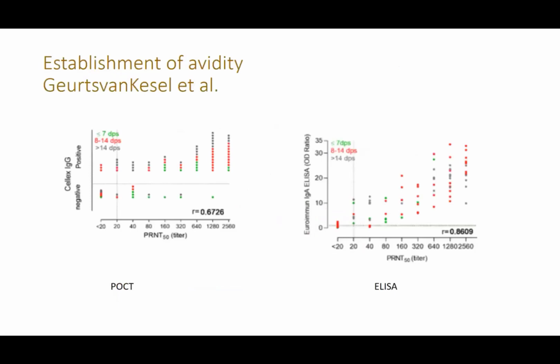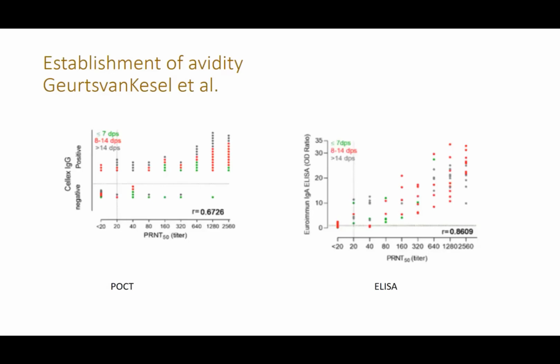And so it is important to vet these assays. Here is a recent publication that compared a lateral flow point of care assay, the one that had poor sensitivity in the previous slide, and here is a quantitative ELISA assay, in this case the Euroimmune IgA assay. And on the x-axis is the result of the virus neutralization. And what we see here are mixed degrees of analytic correlation.